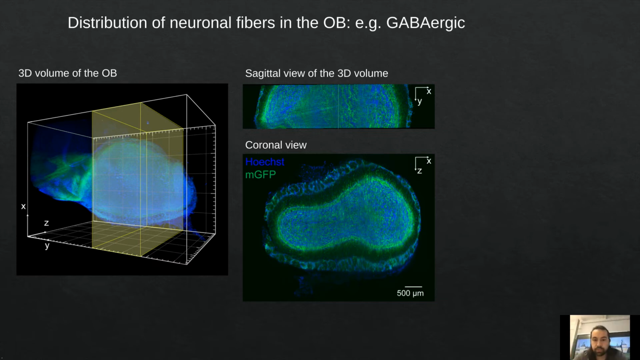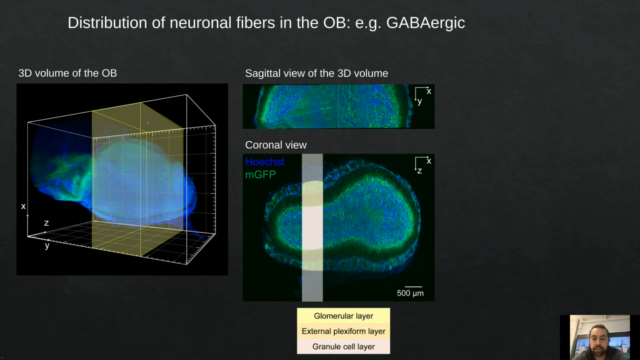Having that in mind, in the coronal view, if we make a line crossing it, we can recognize at least 3 of the main parts of the olfactory bulb: the glomerular layer, the external plexiform layer, and the granule cell layer in the middle. And then we have again the external plexiform and granule cell layers.